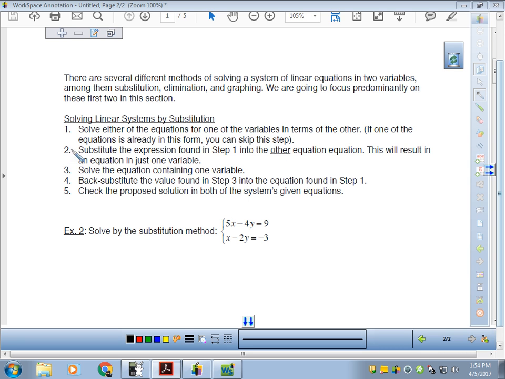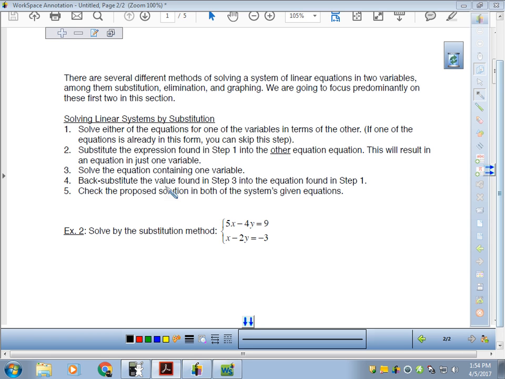Right. Step 2, substitute the expression that you found in step 1 into the other equation. So basically, in step 1, if you have y equals something with x, then in step 2, you're going to replace the y in your equation with whatever your something of x is. When you do that substitution, that will change the equation so that it now only has one variable, and you can solve it. And that's what step 3 is. Step 3 is solve the equation, figure out what that one variable equals.